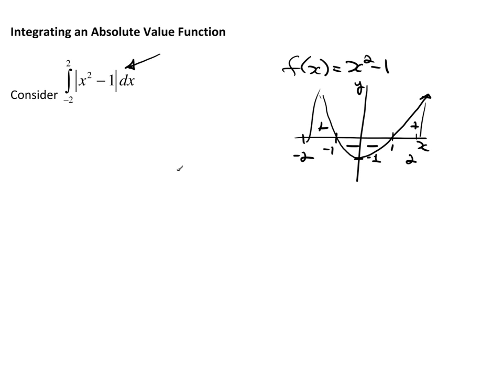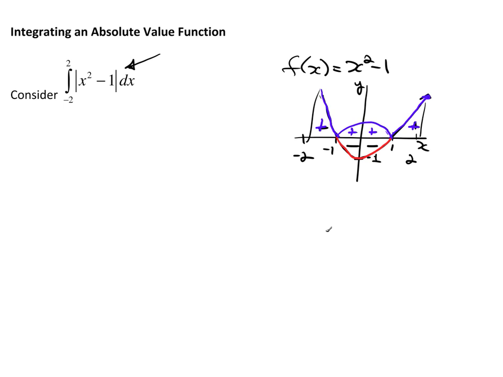Well, the absolute value is going to take this piece right here that's below the x-axis. Remember, the absolute value takes everything that's negative and makes it positive. So it's going to simply go like this. So now this absolute value function is going to look like that. So all this area is positive, this area is positive, this area is positive, this area is positive.